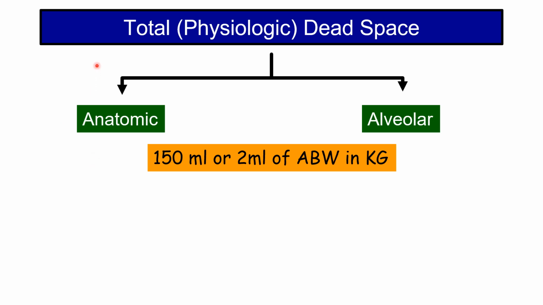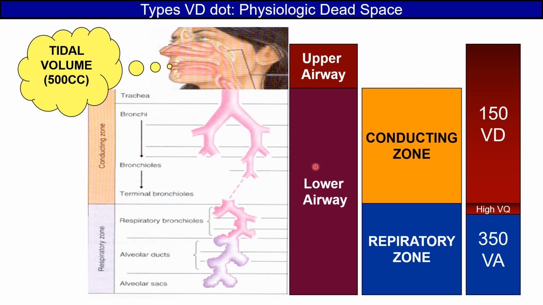So, the total dead space, or your physiologic dead space, is composed of the sum of your anatomic dead space and your alveolar dead space, and it is usually 150 ml per 70 kilogram individual or 2 ml per kilogram of actual body weight. So we have our anatomic dead space, which is composed of your upper airway and conducting zone, and you have your alveolar dead space, which are the high V/Q relationship in the upper lung zone.